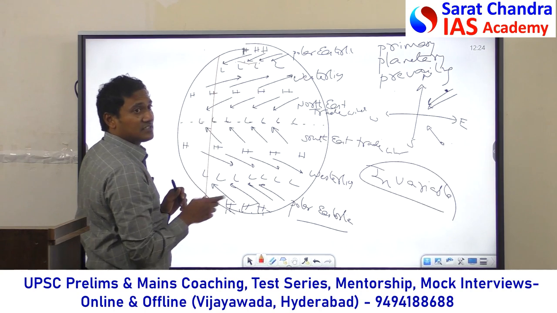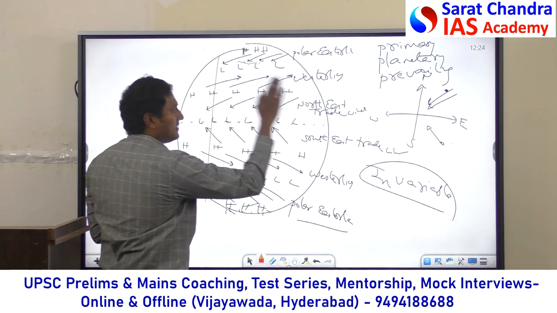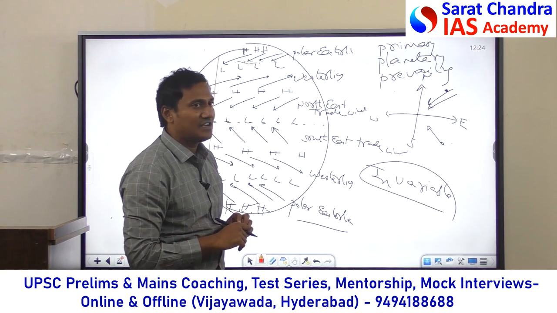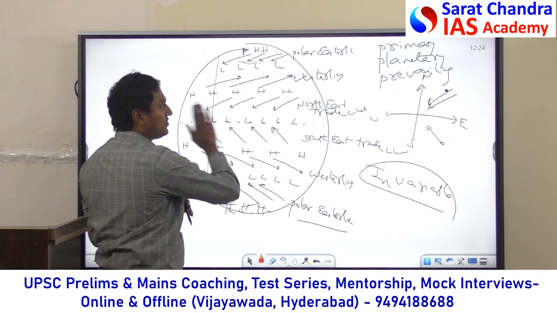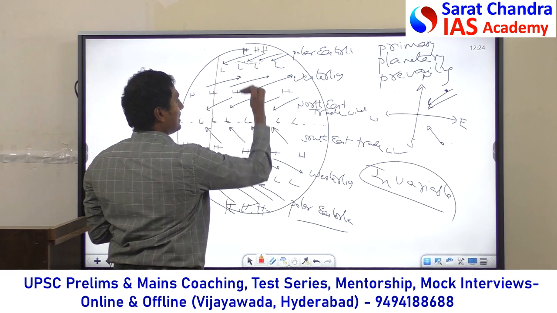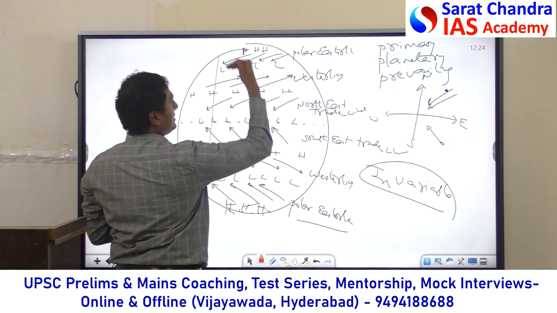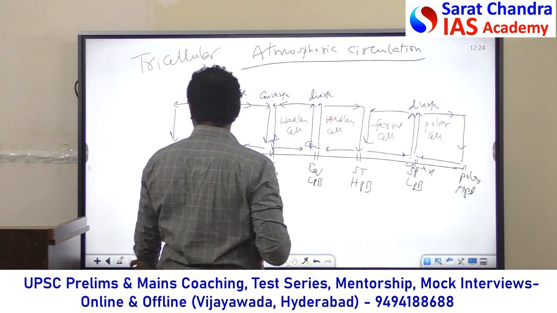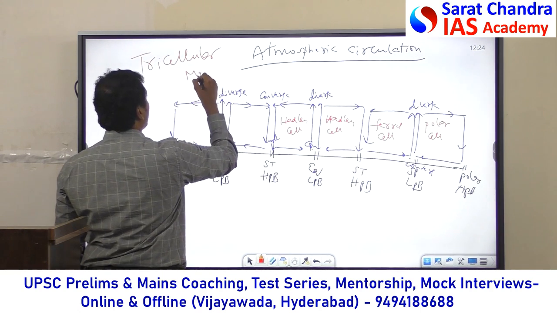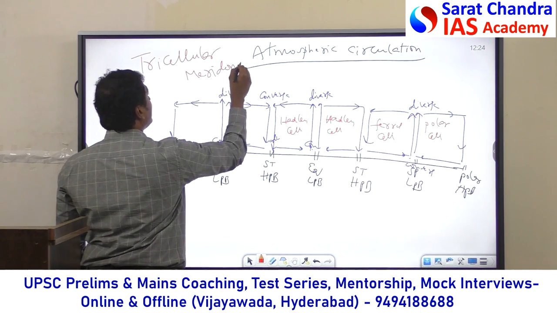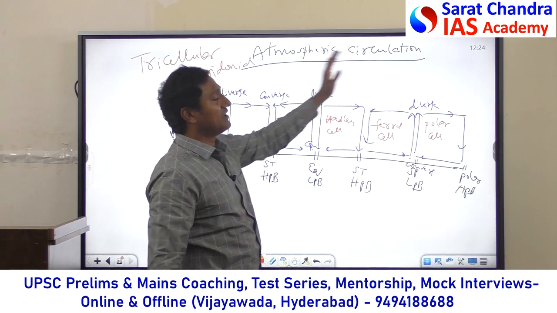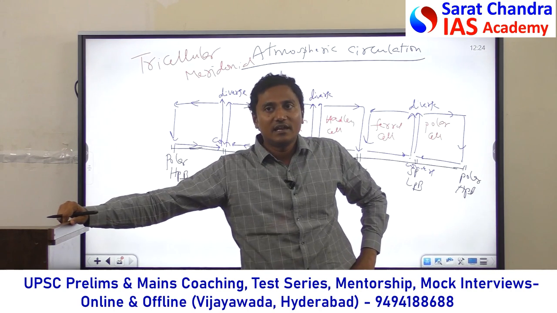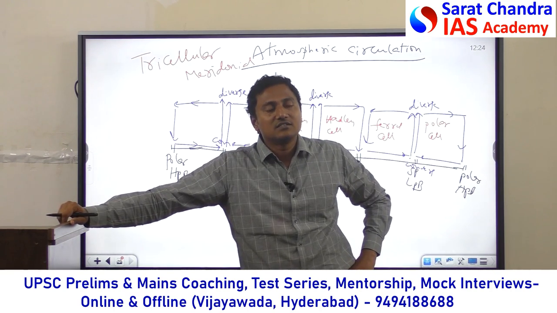If the circulation were along the latitude like this, that would be different. But circulation is not happening along the latitude. Is circulation happening like this along latitude? No, it's happening like this, along the longitudes. That's why it's called meridional, tricellular, meridional atmospheric circulation. Write down. It's called tricellular meridional atmospheric circulation.